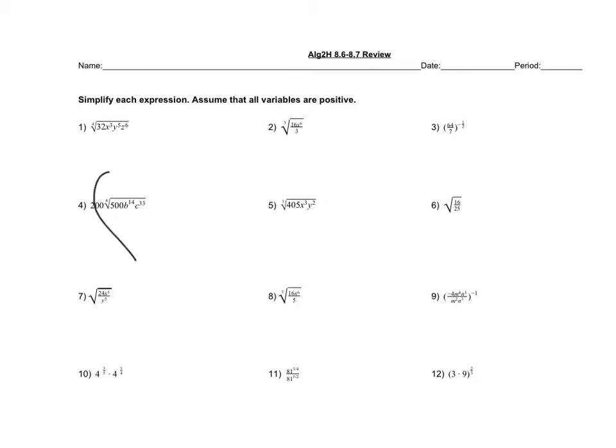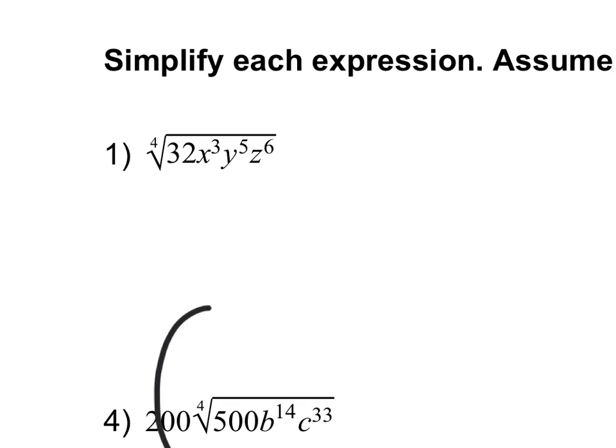So for the first one, we're going to go ahead and break down 32 to be 8 and 4. We have 4 and 2, 2 and 2, 2 and 2. We have a 2, a 2, and a 2. Now this is the fourth root. So remember, we're taking 4 of a kind out. So these four 2s are going to come out. The 1, 2 is going to stay inside.